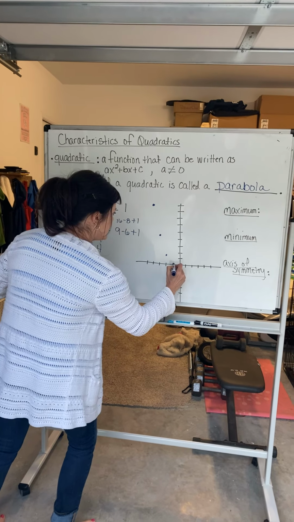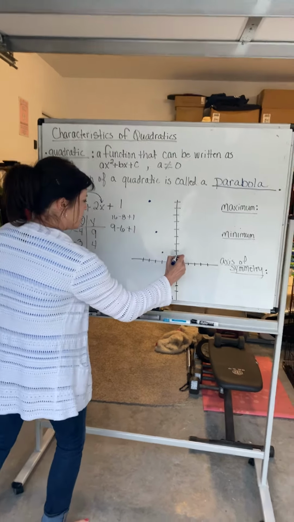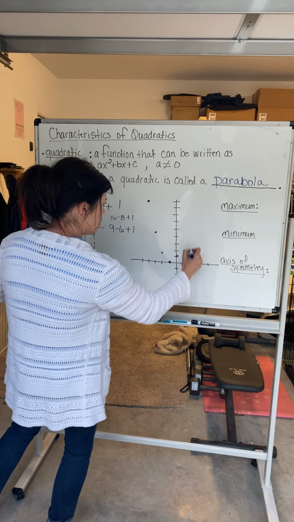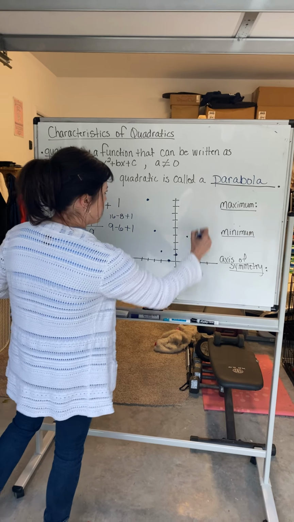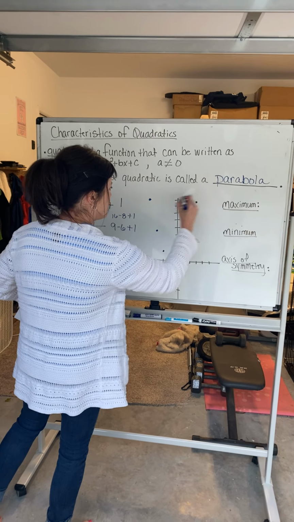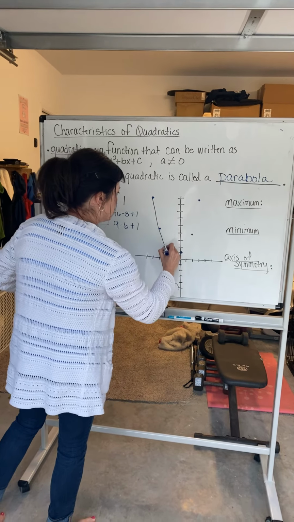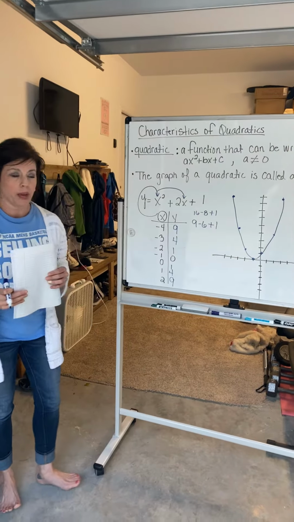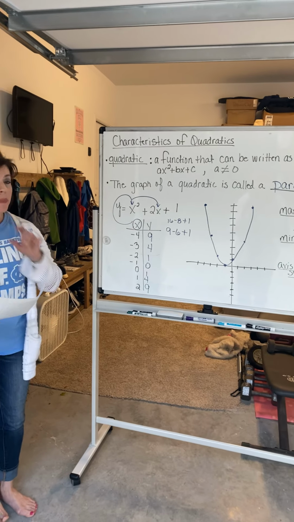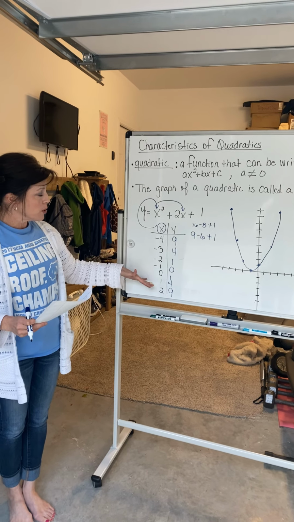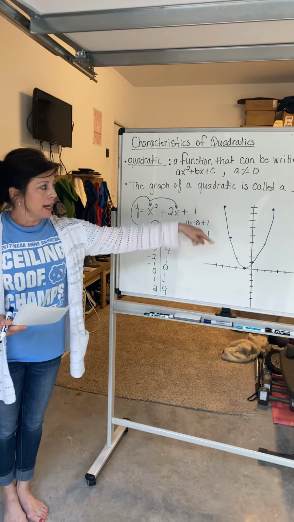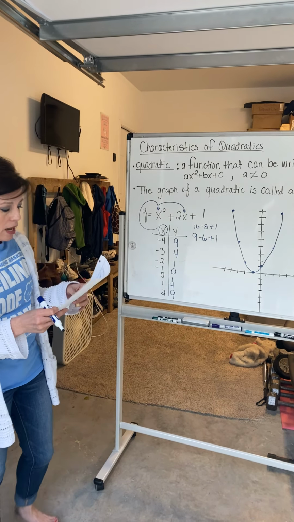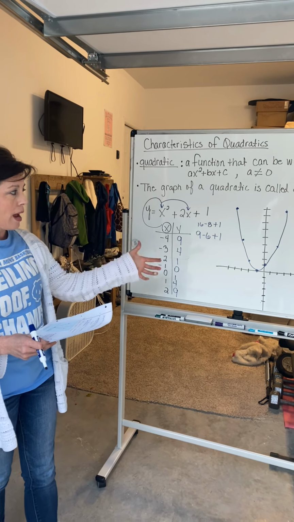Negative 1, 0. And then you have 0, 1, 1, 4, and 2, 9. So if you notice, it's symmetrical, and this graph is kind of like a U shape, okay? So this is what a parabola looks like. When I graph these ordered pairs and I graph the quadratic, I get this shape, and that's called a parabola. So now we're going to be looking at some key features of a parabola.